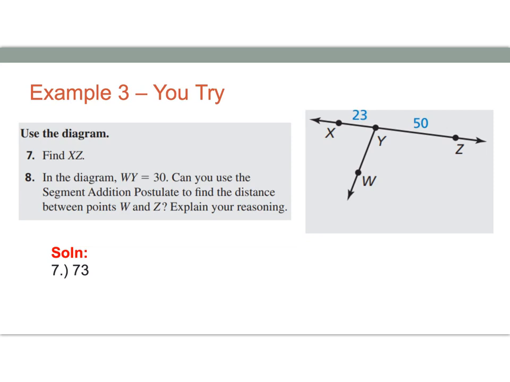Now for part B, it says in the diagram, WY is 30, so I will go ahead and label this as 30. It wants to know if we can use this segment addition postulate to find the distance between the points W and Z. Well, W and Z are right here and right here, and we were given the distance from W to Y, which is right here. So W, Y, and Z are not collinear, therefore we cannot use the segment addition postulate, and we can't find that distance in between W and Z.